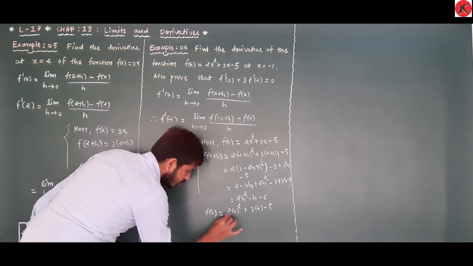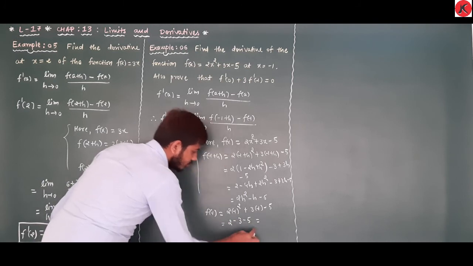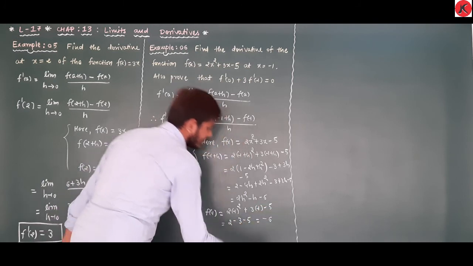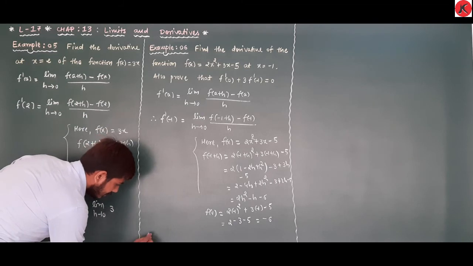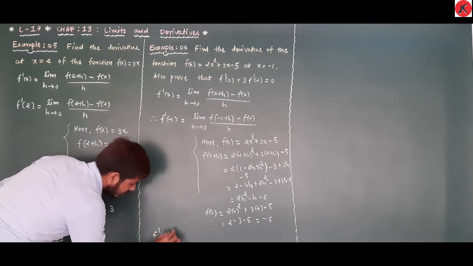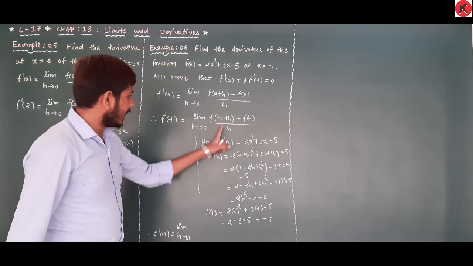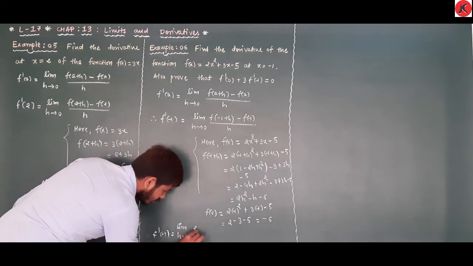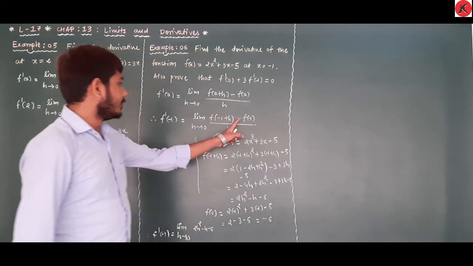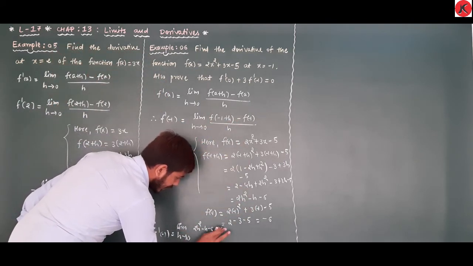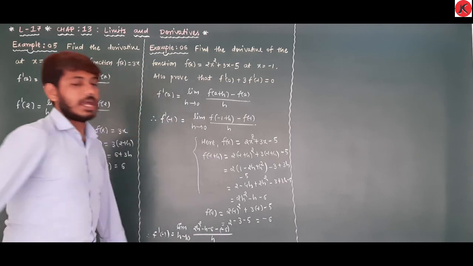Simplify this. 2 into minus 1 square plus 2 minus 3 minus 5. Then 2 minus 8 minus 6. Both values are found, so let us put them in. Therefore we are getting f dash minus 1 equals limit h tends to 0 f of minus 1 plus h becomes 2h square minus h minus 6, and minus f of minus 1, and the value of f of minus 1 is minus 6, divided by h.